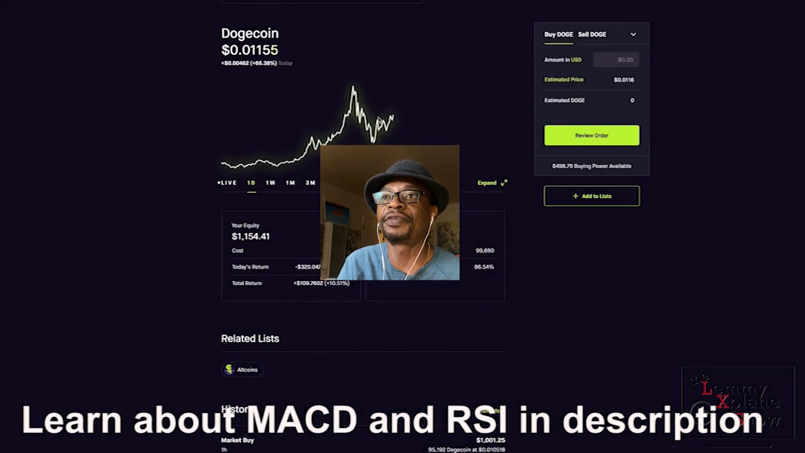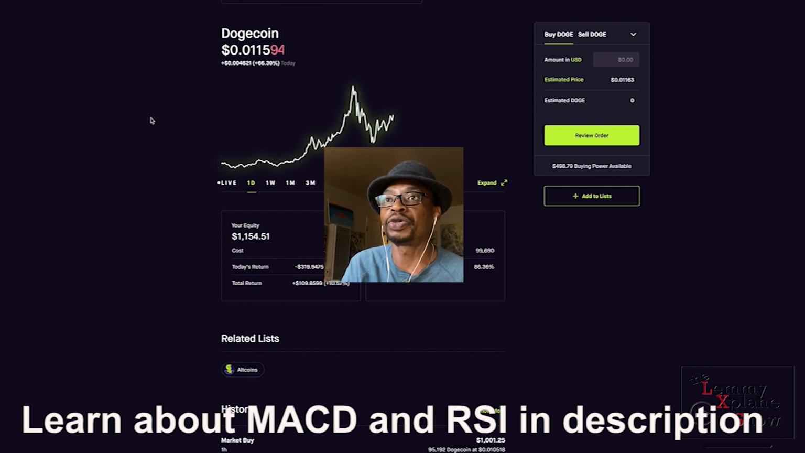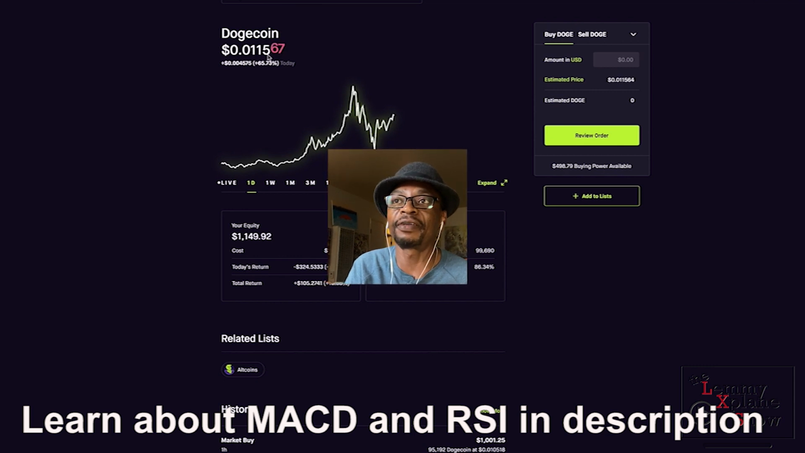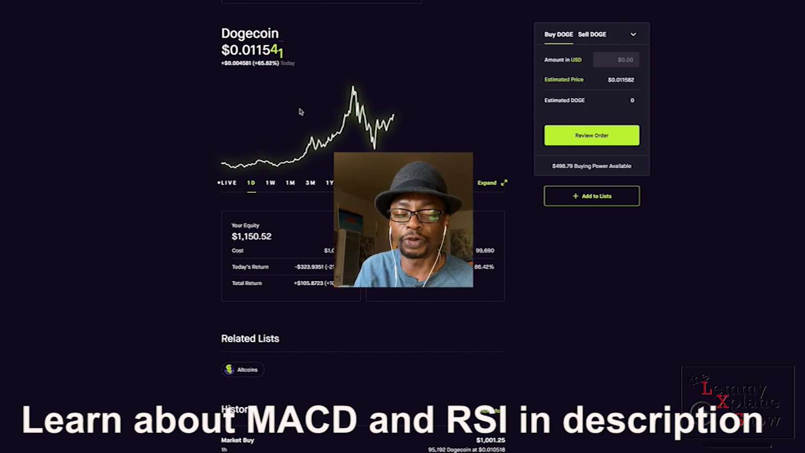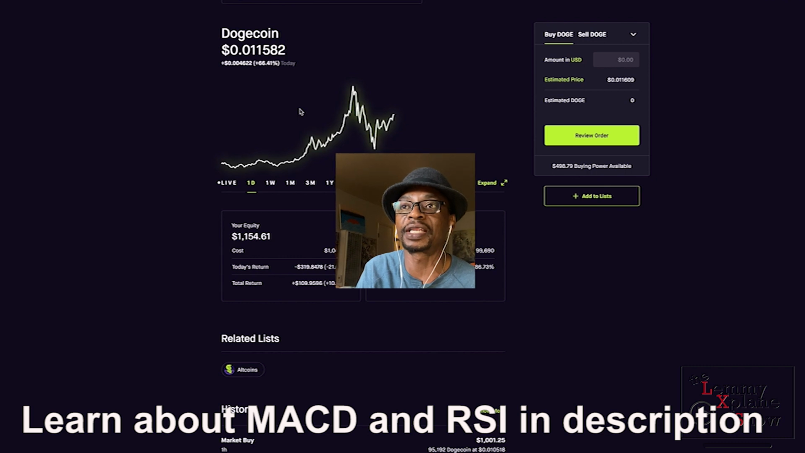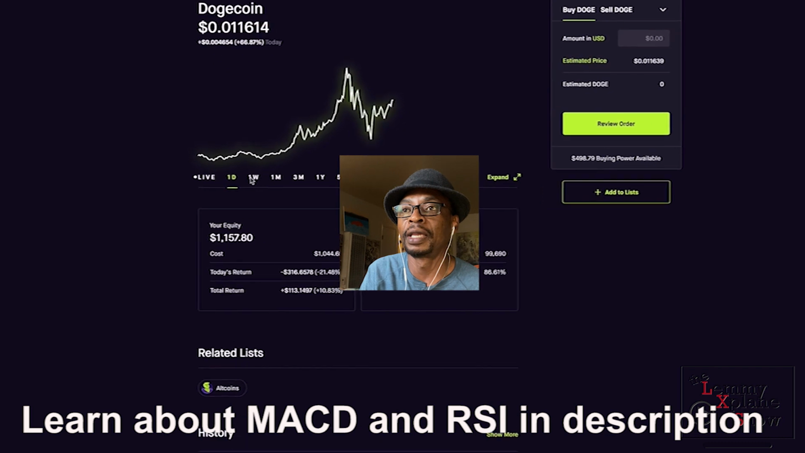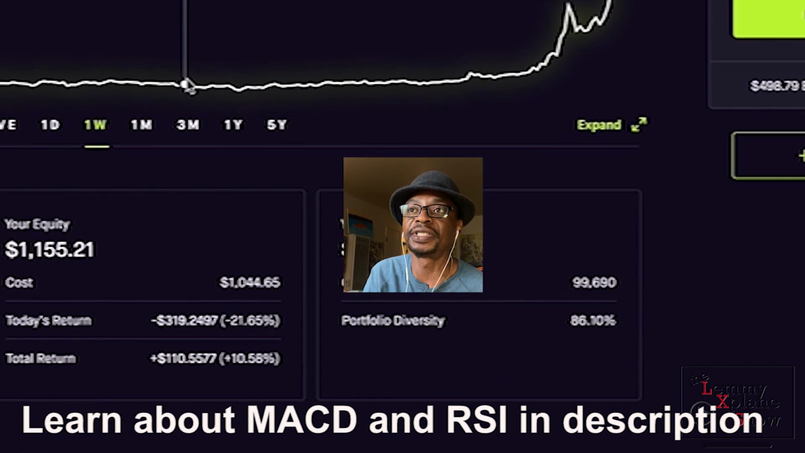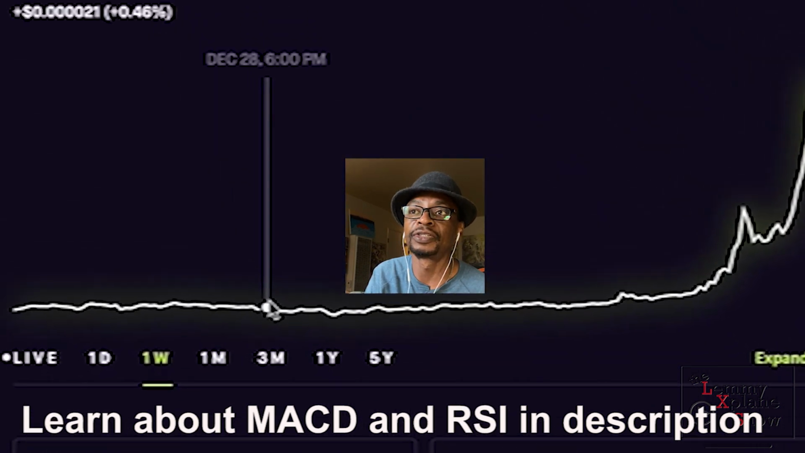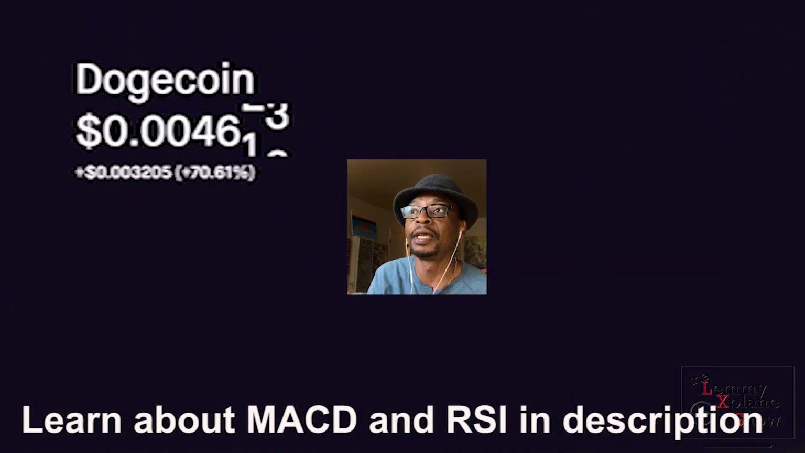What I have here is Doge open on Robinhood already, and as you can see, the price is 0.0115 cents. So it's just over 1 cent. And for those who've been tracking Doge, you know that it came a long way. If we look back just a week, it was actually at 0.004 cents.